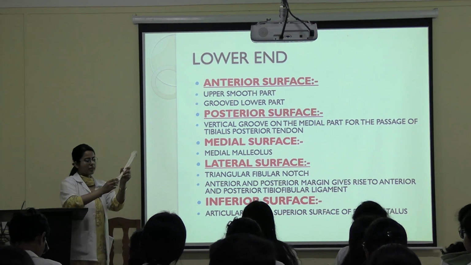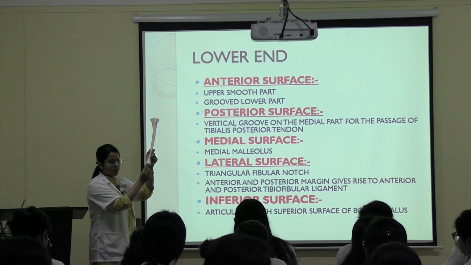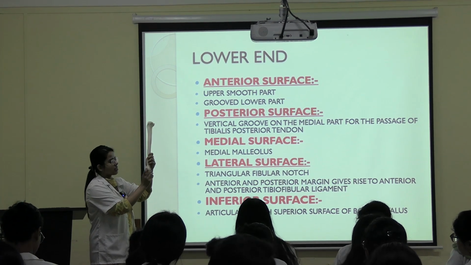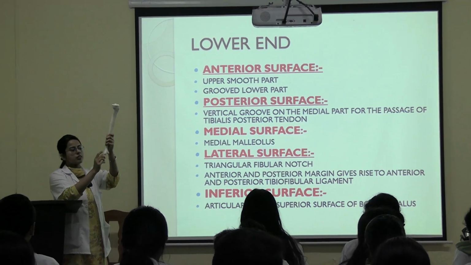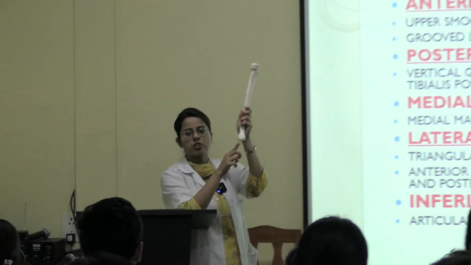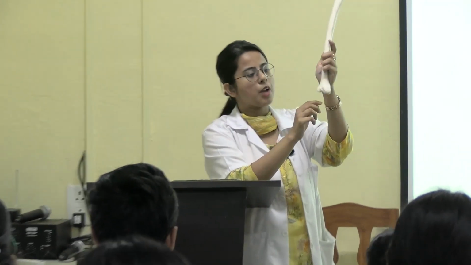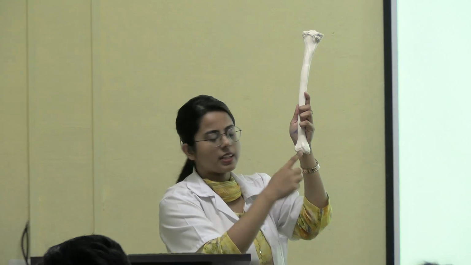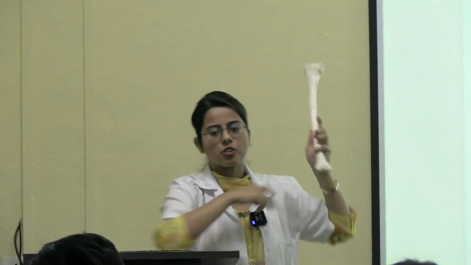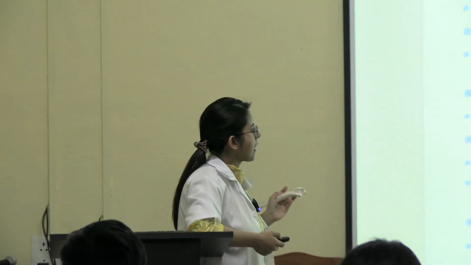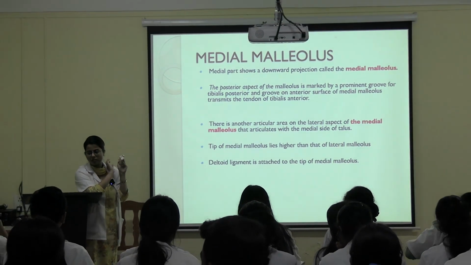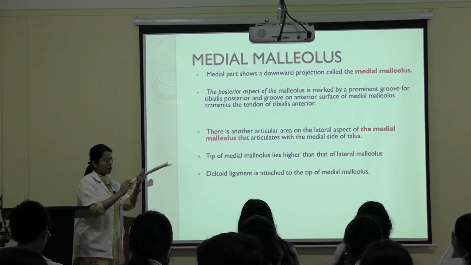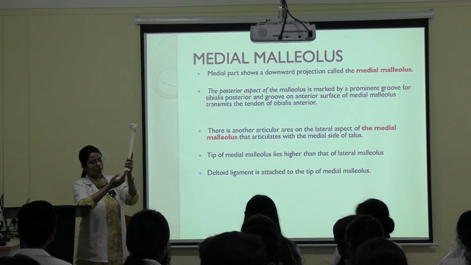Clear? So I am explaining again. This is the anterior surface. It has a groove inferiorly. This is the lateral surface, which has a triangular area known as the fibular notch. This medial surface has a prominent downward projection, known as the medial malleolus, and the posterior surface has a groove in the medial part for the passage of the tibialis posterior tendon. Clear? And this inferior surface will articulate with the talus, the body of the talus.